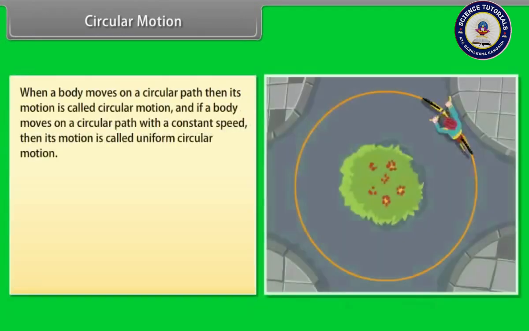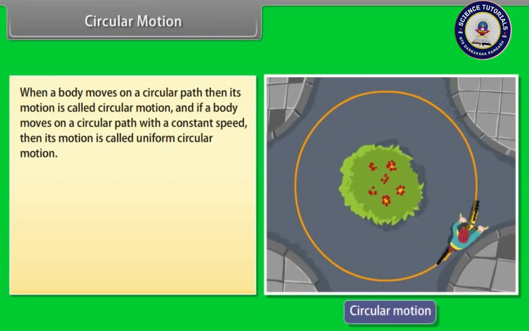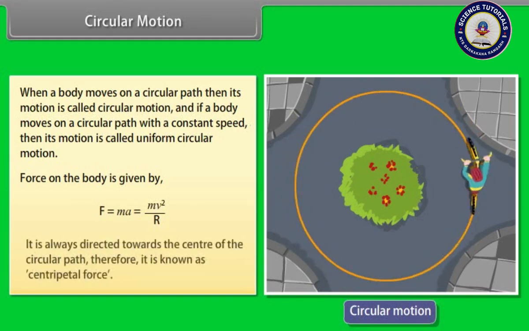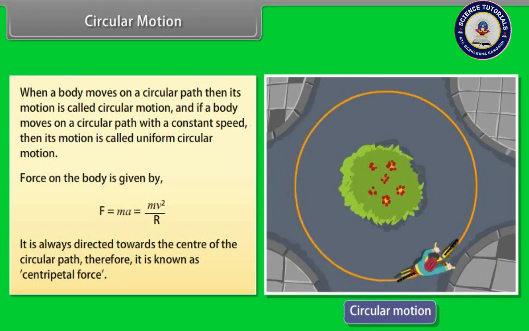Circular motion. When a body moves on a circular path, then its motion is called circular motion. And if a body moves on a circular path with a constant speed, then its motion is called uniform circular motion. Force on the body is given by F = ma = mv²/r. It is always directed towards the center of the circular path. Therefore, it is known as centripetal force.